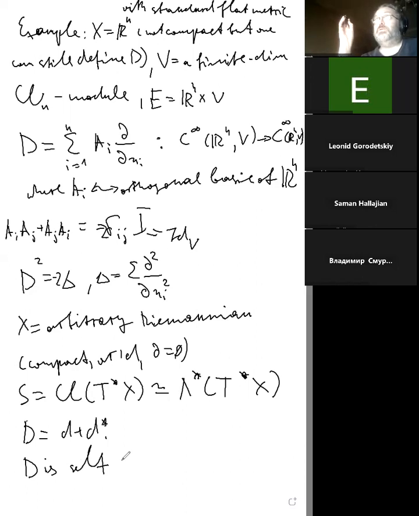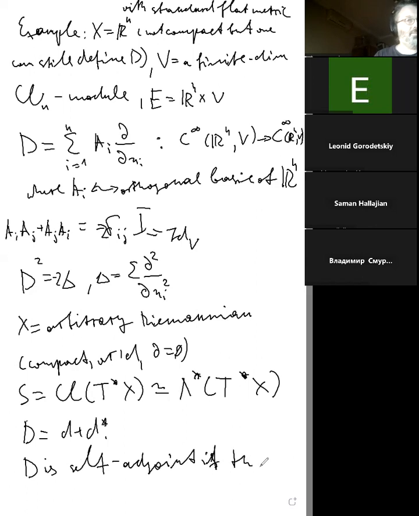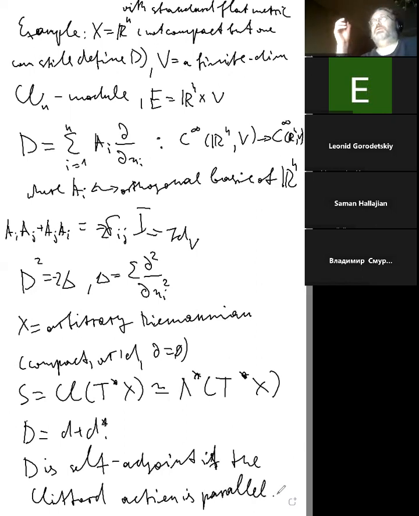Well, the Dirac operator is self-adjoint if the Clifford action is flat. Sorry, parallel. By the way, this is something I've already said a few times, but does it make any sense?